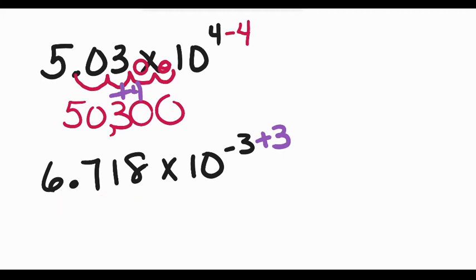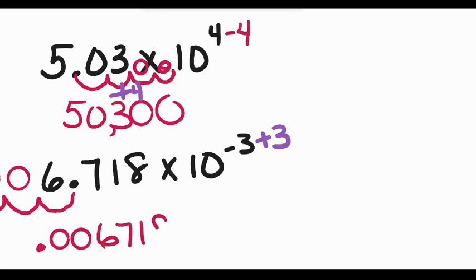So I'm going to come here where the decimal is, and I'm going to take away 3 place values, making the number smaller. When I'm taking away place values, I'm going to move to the left, and I'm going to make the number smaller. Again, here we have 2 places where there's nothing, and I'm going to put in zeros. So this number would become 0.006718. Put a 0 in front. This is standard notation.